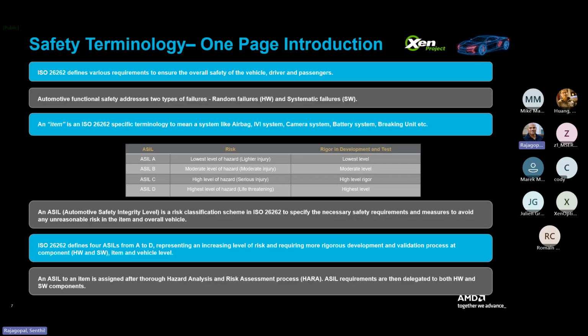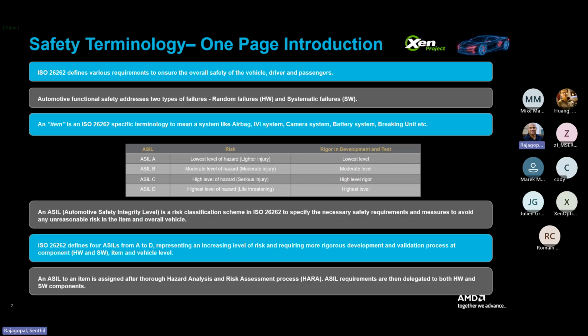Means that the braking system is an item that will have an ASIL D criteria. If it fails, then the driver will lose control and meet an accident, and it's going to be a very life-threatening issue. So that will be an ASIL D. An item which is assigned an ASIL D will have hardware and software components, and the ASIL D requirement will be delegated to the hardware and software components appropriately in order to ensure that the overall item is ASIL D.